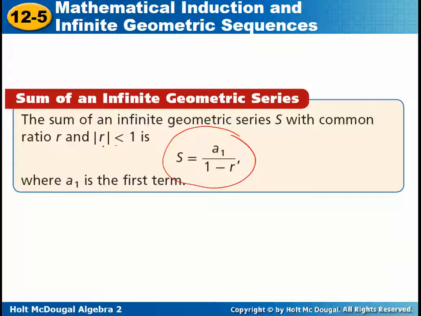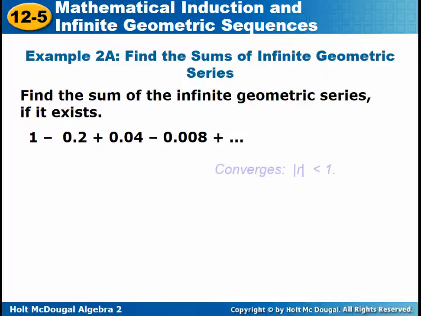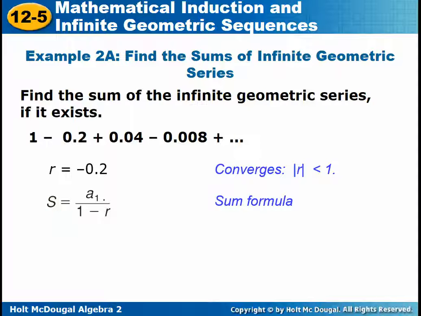You first have to make sure that the absolute value of r is less than 1. That means that r could be negative 1/2 or positive 1/2 because both of those have an absolute value less than 1. And a sub 1 will be the first term, and then we just do 1 minus r. So the formula is just s equals a sub 1 divided by 1 minus r.